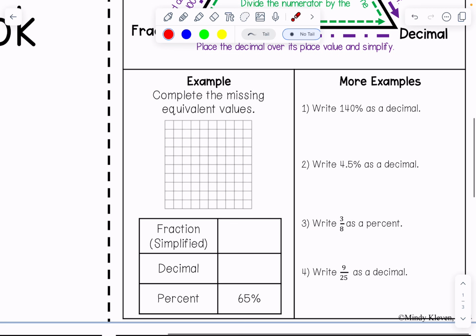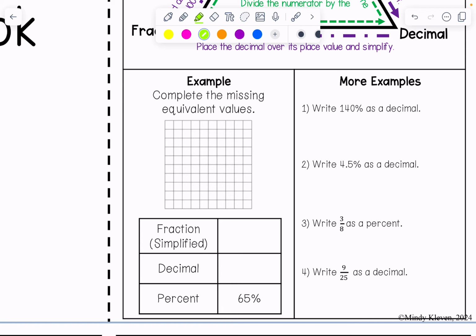So what we're going to start with is, we're going to be looking at some visuals as well as fractions, decimals, and percents. And we're really going to focus in on simplifying those fractions as well. So it says complete the missing equivalent values. So I'm given that I'm talking about a percent that's 65%. So I'm actually going to start with our picture first.